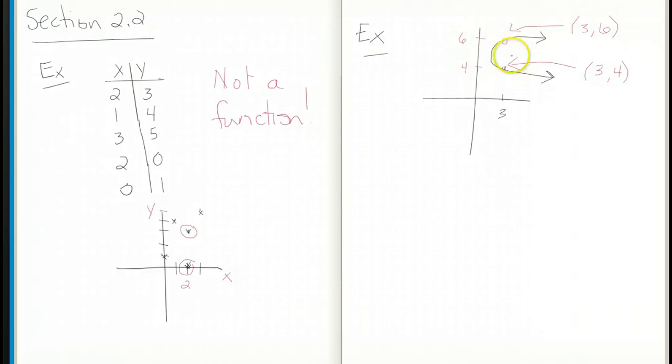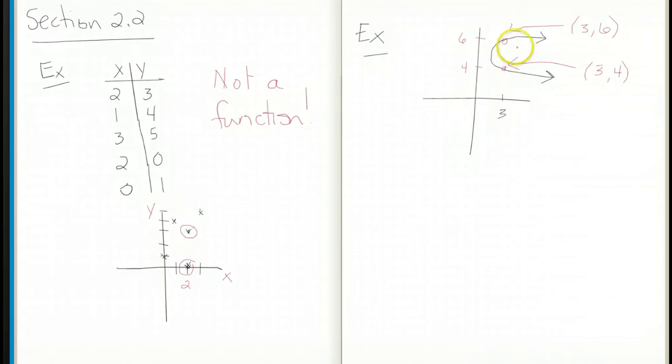But what's important to notice is that because those two points are directly on top of each other, they have the same input, but they give two different outputs. And right there, that's a violation for a relation to be a function. So this thing can't be a function because it has two points with the same input but different outputs. They are stacked right on top of each other, vertical with each other.